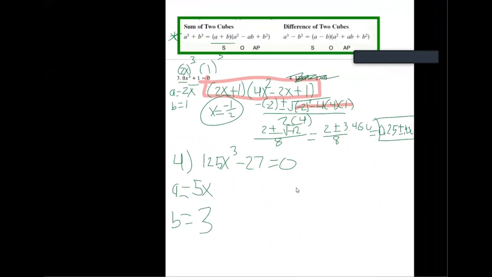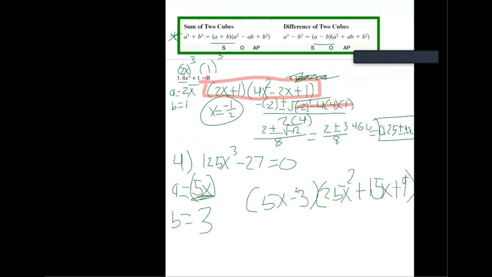So we're just going to have our A minus B. It's the same sign, so 5x minus 3. And then we would have A squared. Just make sure when you square it, you've got to square this whole thing here. So that would be 25x squared. You've got to square the coefficient as well. And then A times B, well, that would be 3 times 5x. That would be 15x. And then plus B squared, that would be 3 squared, so that would be 9.